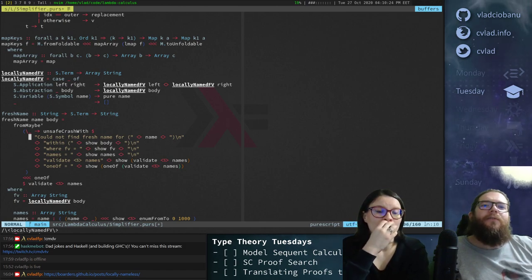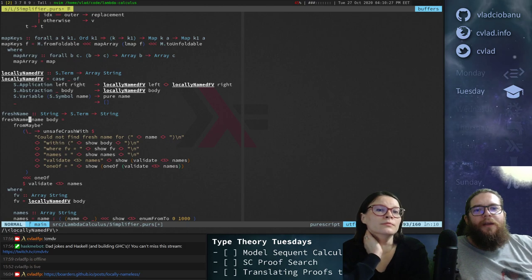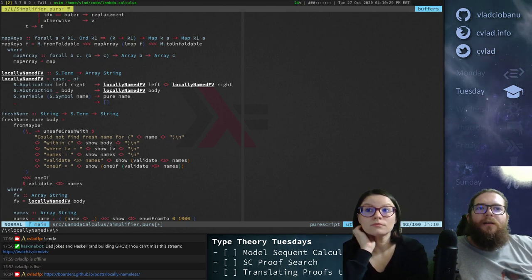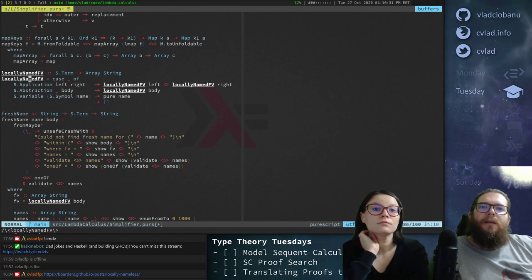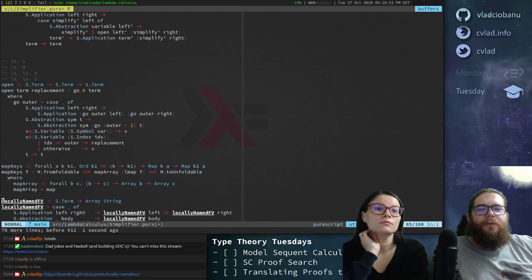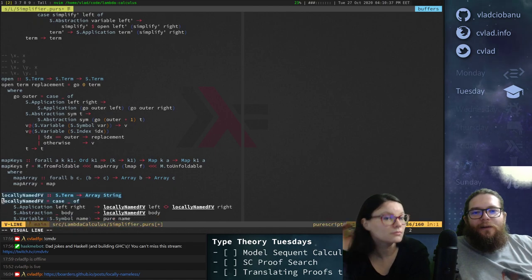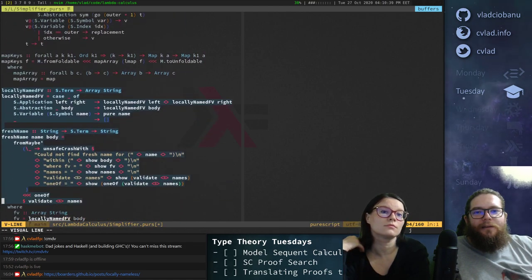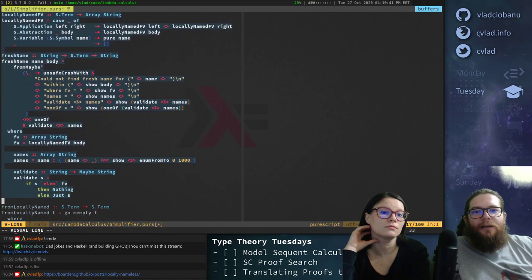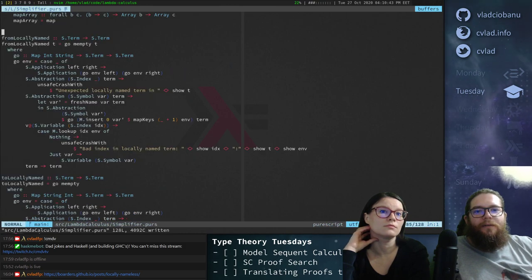I was trying to look for... so I think I don't need any of this. Let me make sure I don't delete something I actually need. So I don't think I need this, nor this. So let's see if it still compiles.